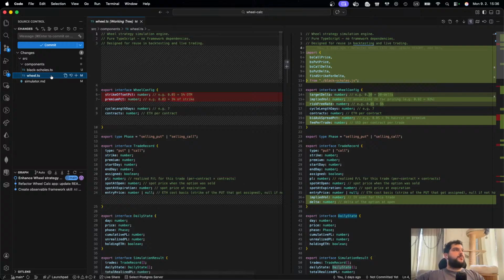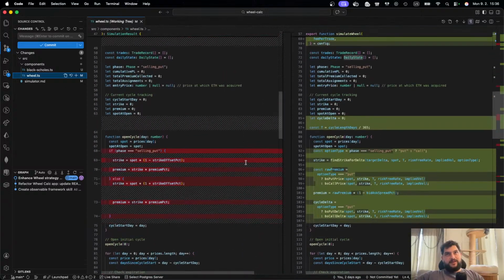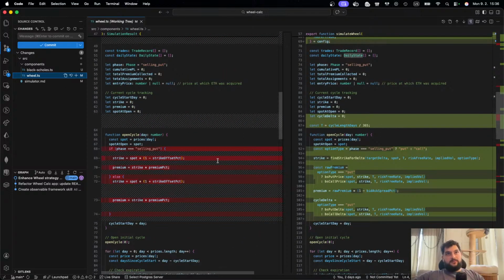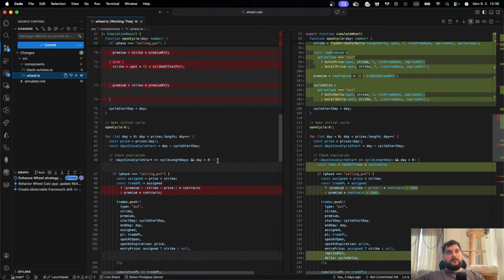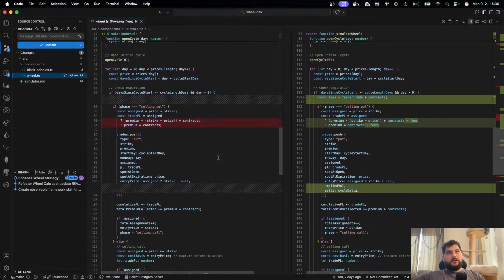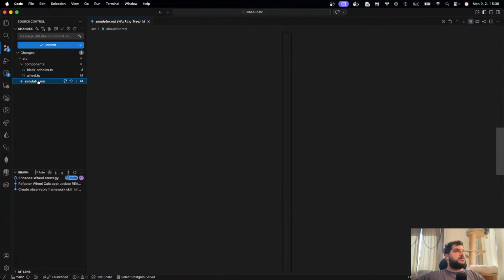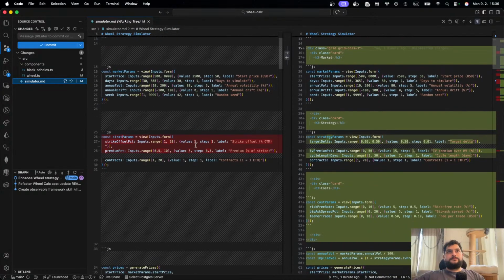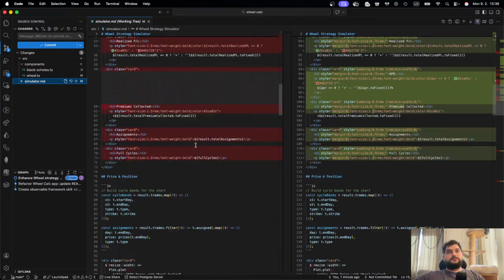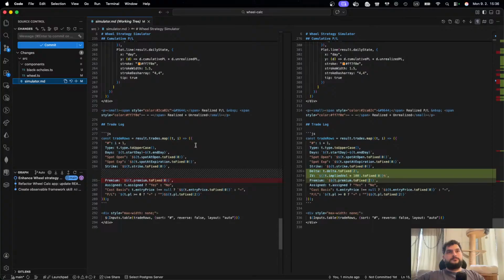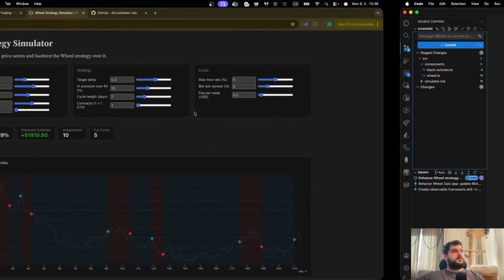Okay, for now, our wheel.ts is basically our strategy. We are going to have to refactor it later and cover it with tests. But for now, yes, it can be like this.